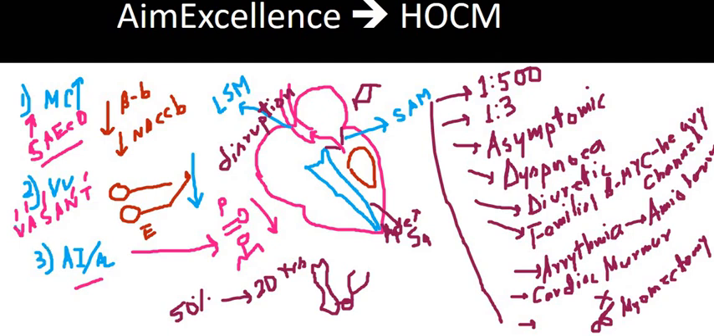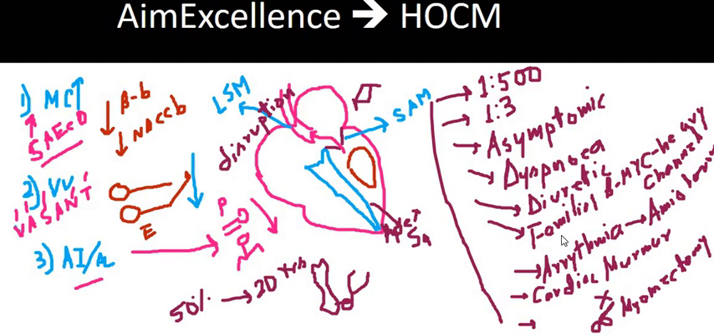So we're just going to recap the whole thing once more. This is seen in 1 in every 500 of the normal population. In first degree relatives, it is seen in one third of the people. Its main presentation is asymptomatic, and the most common symptom is dyspnea. Like other drugs that decrease ventricular volume, we should not use diuretics.